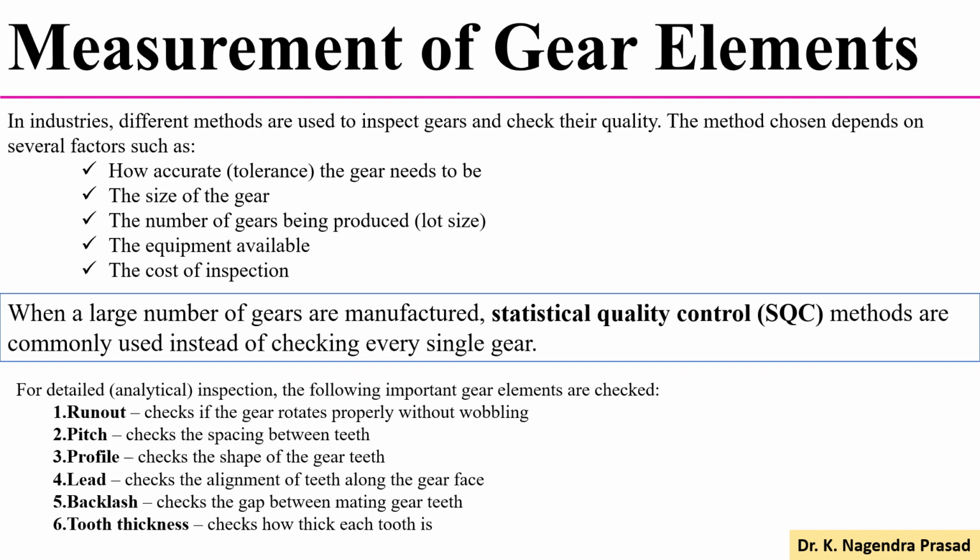So third element is the profile. It checks the shape of the gear teeth. Fourth element is the lead. It checks the alignment of teeth along the gear face. Next element is the backlash. It checks the gap between the mating gear teeth. And last element is the tooth thickness. It checks the thickness of each tooth.